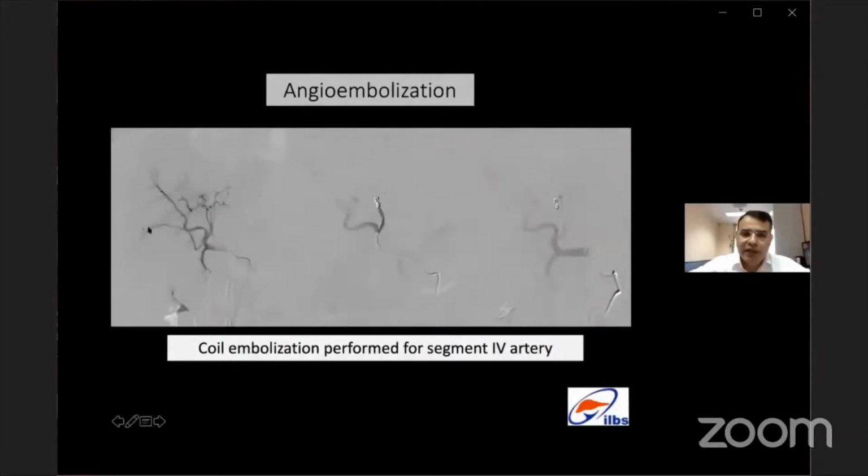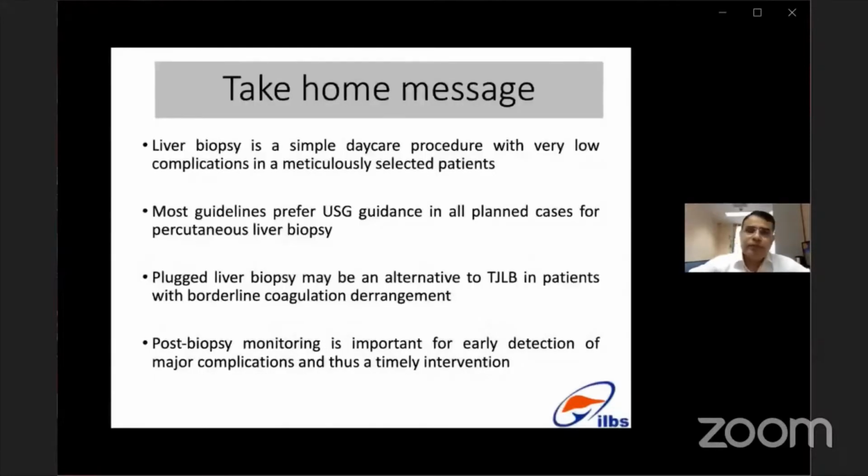This is the arteriogram which has been done, and we went into the segment 4 artery. We placed an embolization coil, and this is how the post-embolization angiogram is seen. So the patient was absolutely stable, and didn't require even a transfusion. So with this, I'll be ending my talk.